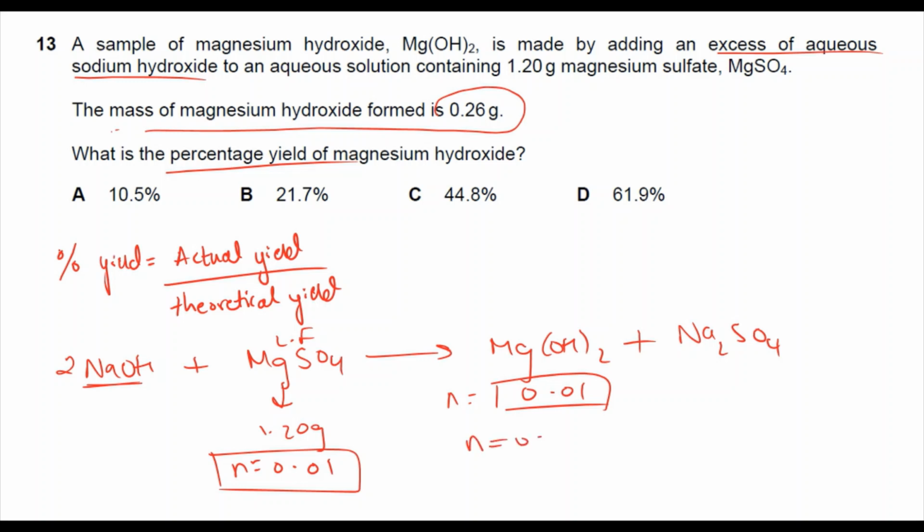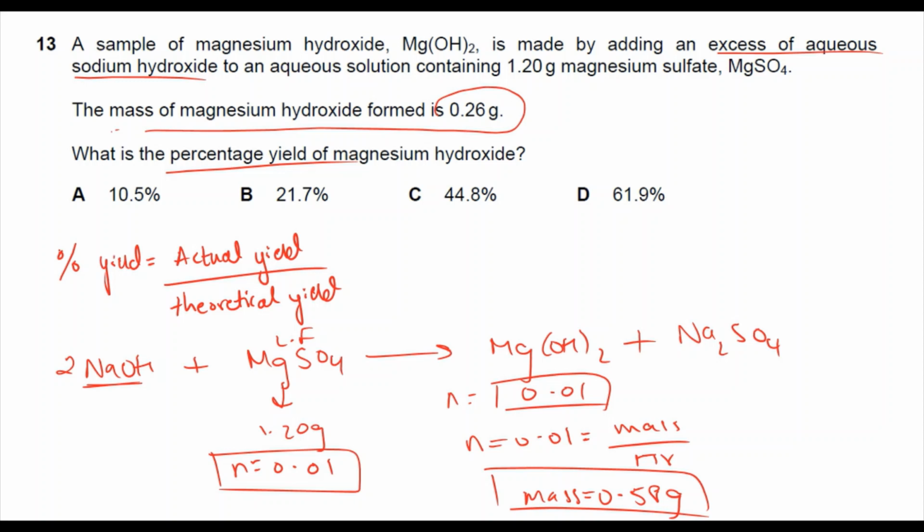So if the moles are 0.01, I can calculate the mass, right, if I have the MR. How will I calculate the MR? Well, that's going to be 24 plus 16 into 2 plus 2. That's 58. The mass is 0.58. So this was the mass of magnesium hydroxide I was expecting to be formed. But what actually formed? 0.26 grams.